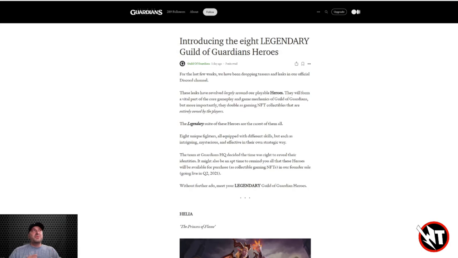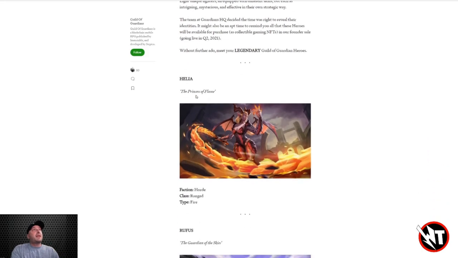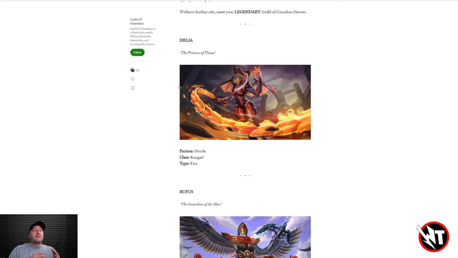Medium post yesterday, introducing the 8 legendary Guild of Guardians heroes. This is really cool stuff, guys. There's really not much to explain about this except talk about the heroes, so let's break it down. These will be entirely owned by the players, legendary. And here is the first one, Helia. Now there was a competition for a backstory, and whoever came up with the coolest backstory got to name her. Whoever won it, I don't remember the name, named her Helia. So that's the name that stuck.